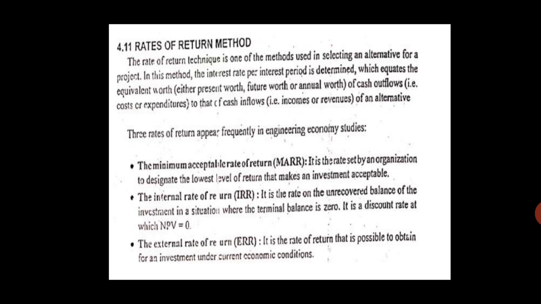Three types of return appear frequently in engineering economic studies. One is minimum acceptable rate of return, MARR. It is a rate set by the organization to designate the lowest level of return that makes an investment acceptable. Suppose an industry wants to invest some money, they expect some 12% returns. So that is known as MARR, the minimum acceptable rate of return.